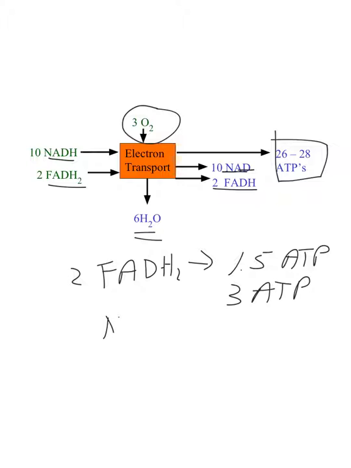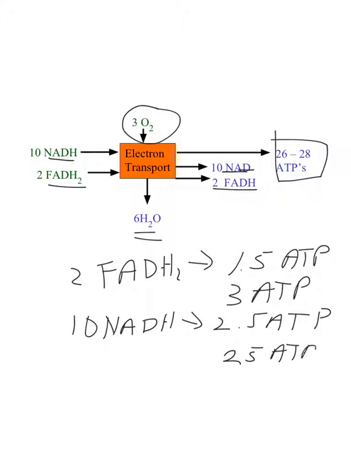Well, NADH can give you a maximum of 2.5 ATPs per NADH. Well, we had 10 of those. 10 times 2.5 is 25 ATPs. 3 plus 25 gives you 28. So we can get a maximum of 28 ATPs.